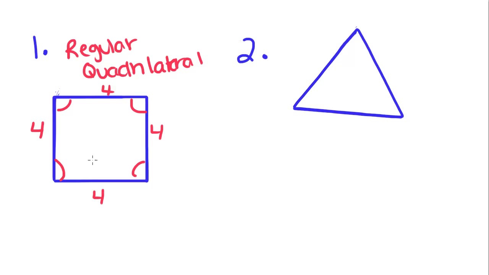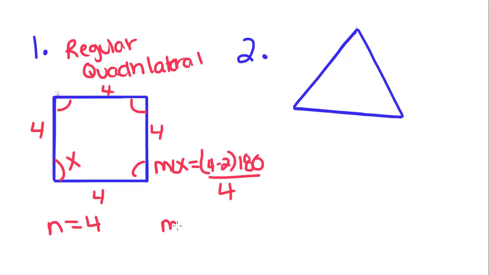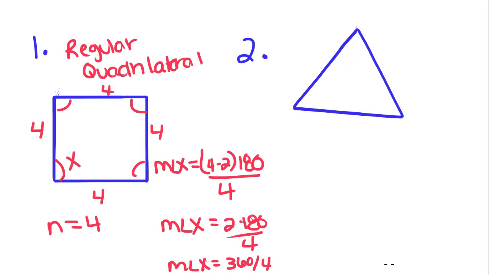So if we want to find the measure of this angle x right here, we're going to plug it into our formula. So we have 4 sides, so that means n equals 4. So 4 minus 2 times 180 divided by 4 gives us 2 times 180 divided by 4. 360 divided by 4 means that the measure of angle x is equal to 90 degrees.